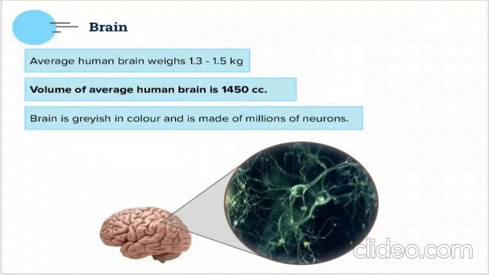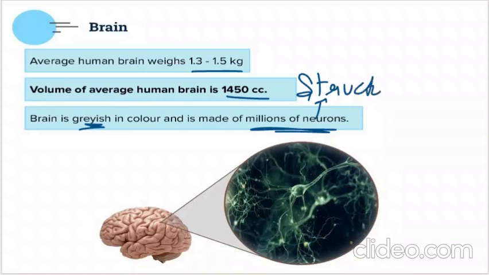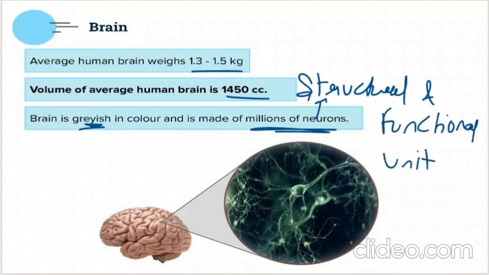The average human brain weighs approximately 1.3 to 1.5 kg. The volume is 1550 cc, and the brain is grayish in color and made up of millions of neurons. Neurons are the structural and functional unit of the brain. Just as our entire body is made up of millions of cells, the brain is made up of millions of neurons.